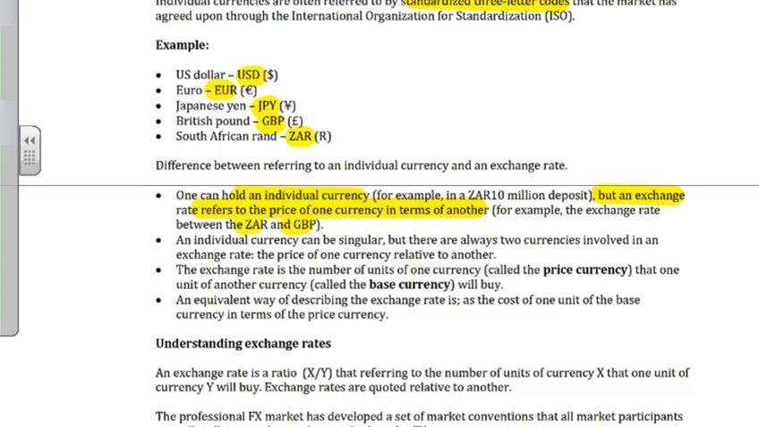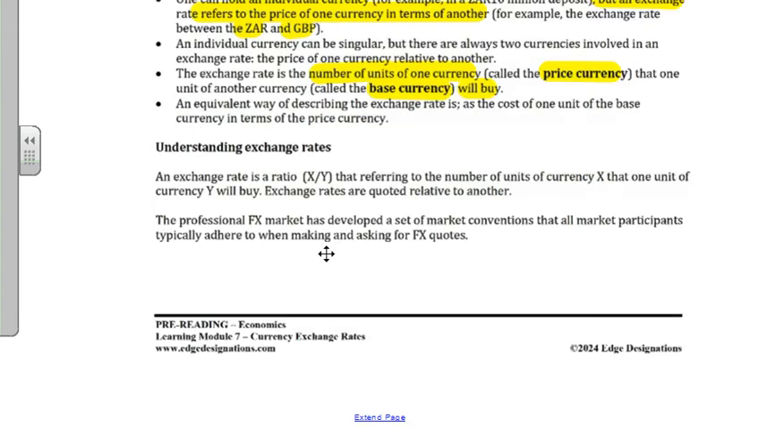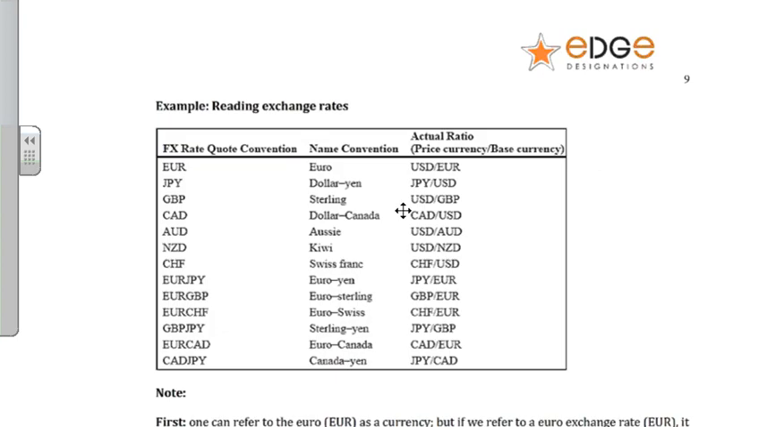What's also important is the number of units. That's all an exchange rate is. It's the number of units of one currency, which we're going to call the price currency, that one unit of another currency, the base currency, will buy. We'll talk about that as we go. And let's move on to exchange rates.